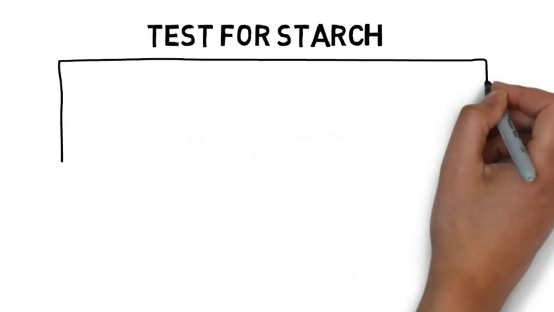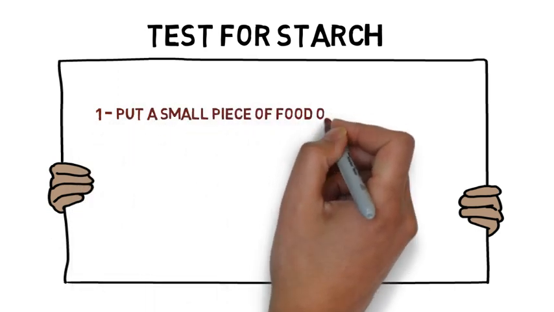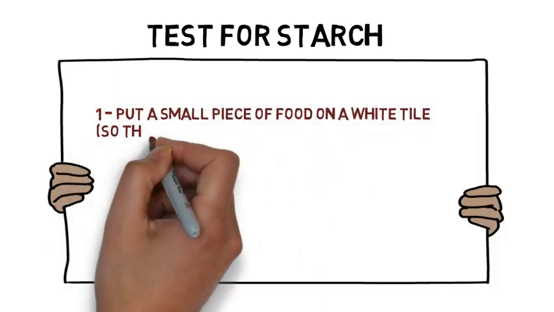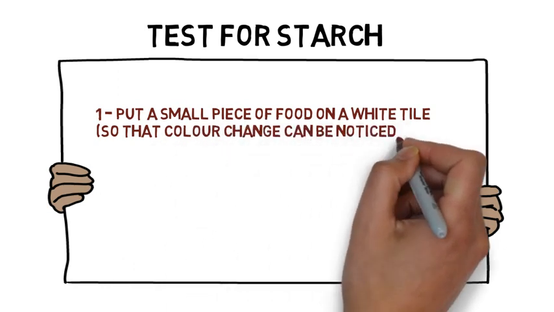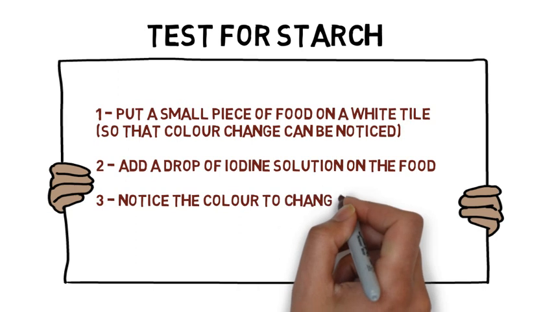Test for starch. Put a small piece of food on a white tile so that colour change can be noticed. Add a drop of iodine solution to the food. Notice the colour change to blue-black.